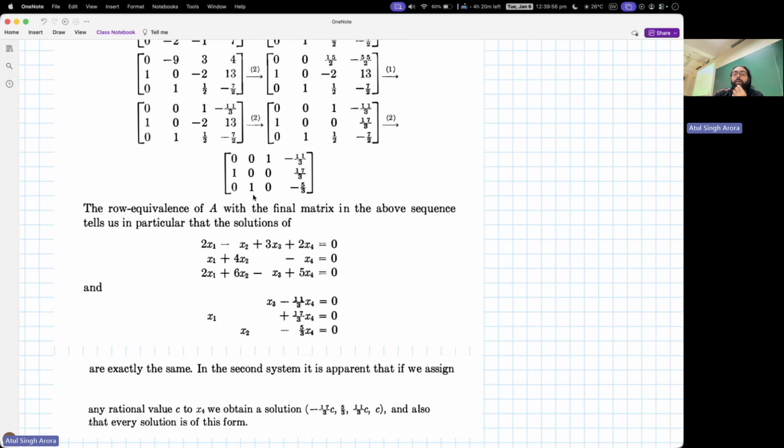Trying to get rid of, basically making the variables as independent as we can, so we can solve them. Is that good? All right.